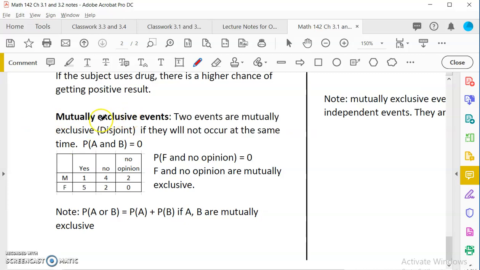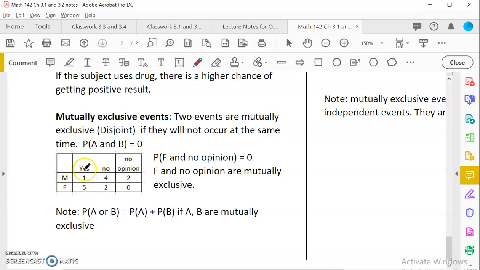If they say mutually exclusive, they're talking about two events. They're mutually exclusive if they will not occur at the same time. Of course, we are still talking about selecting one, okay? We're not talking about selecting two events or selecting two persons. Picking two persons will be in 3.3 and 3.4. So we are only talking about one person, but it has two kinds of categories. So your probability of A and B is equal to 0, like in this two-way table.